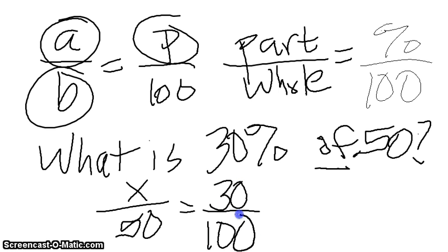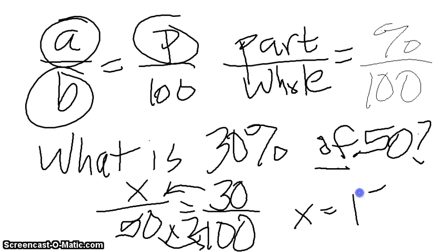And there are multiple ways you could solve this, and you know how to solve proportions. But in this case, I'm going to say that this is times 2. So divided by 2, x must equal 15. So that's one way to do it.